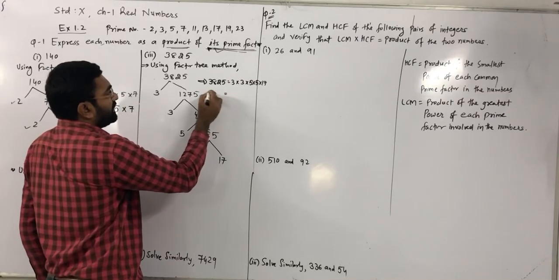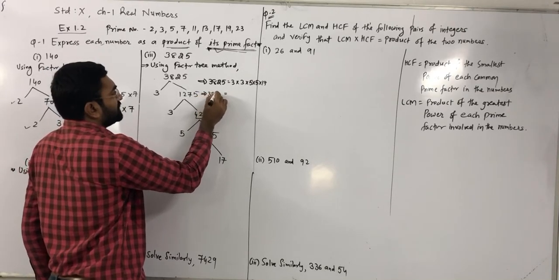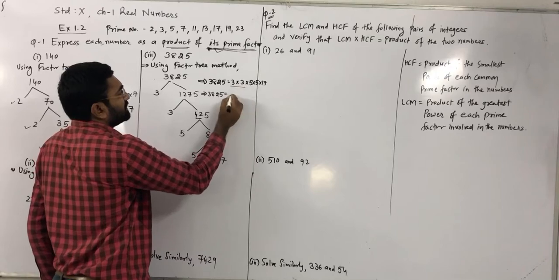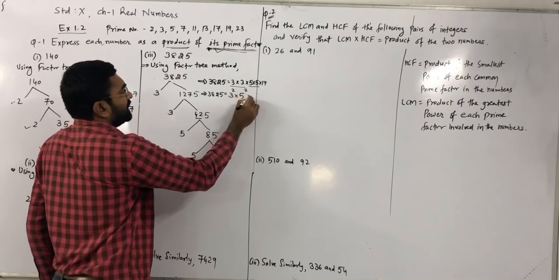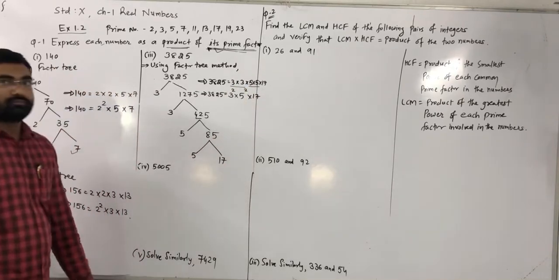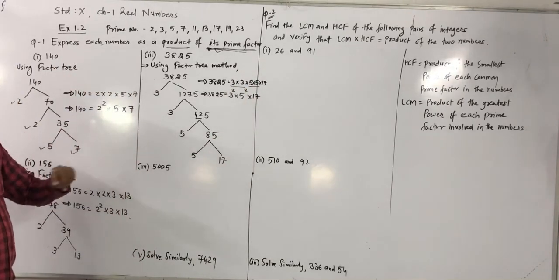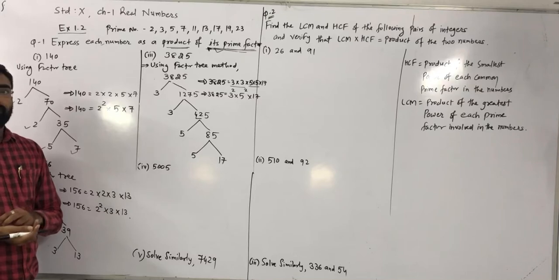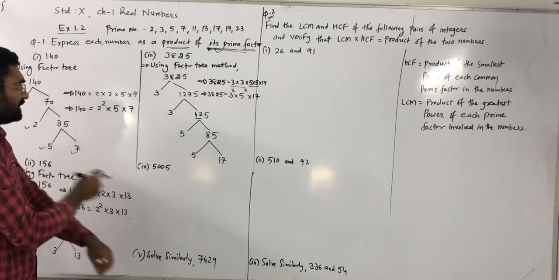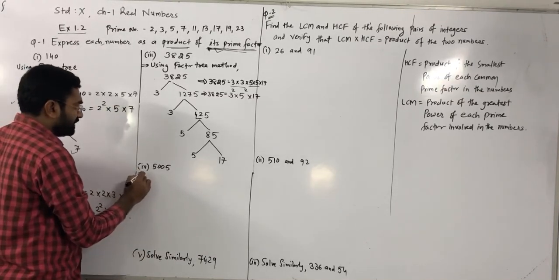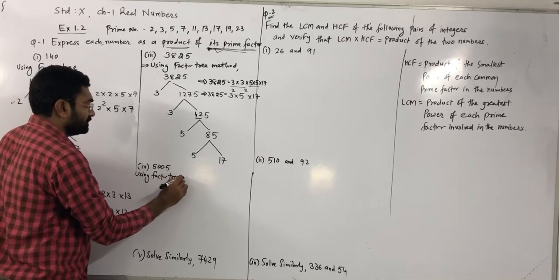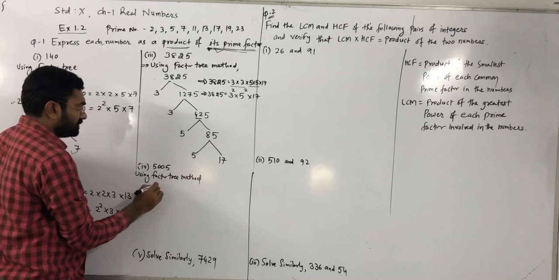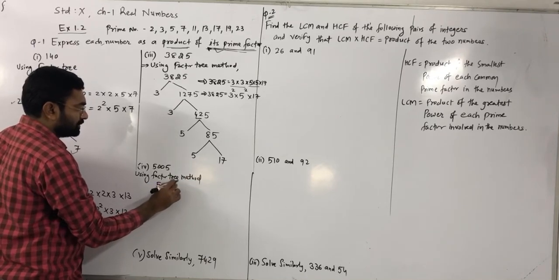Now in terms of power we can define 3825. Here is a 3, 2 times, so 3 square. Here is 5 square into 17. Okay. Now next question. 5005. So how can we define its factors? Using the factor tree method. Factor tree method, 5005's factors we have to find out.